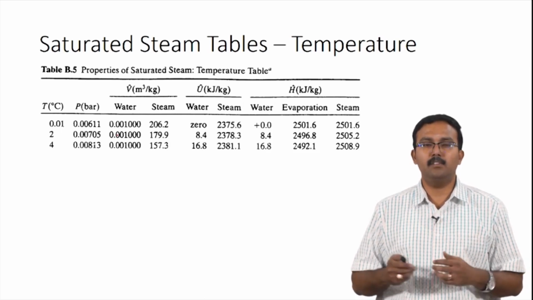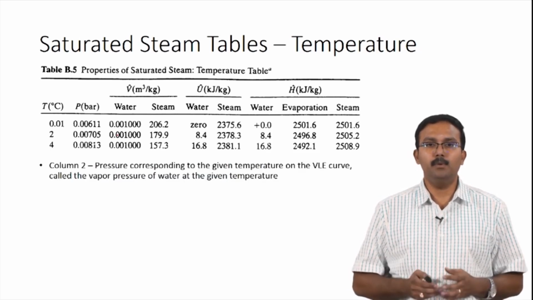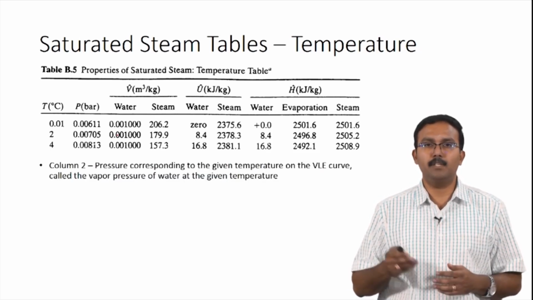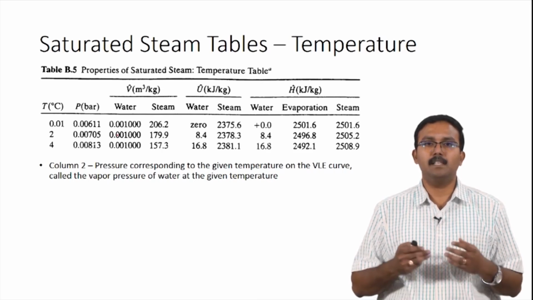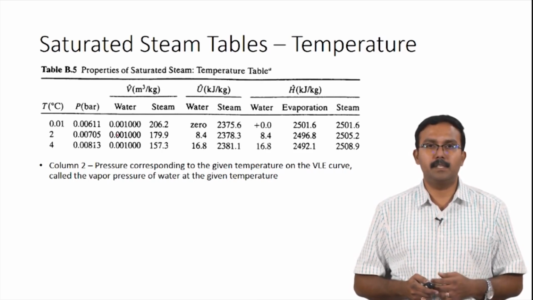Now let us look at each of the columns. Column 2 is the pressure which corresponds to the given temperature on the VLE curve. It is also called the vapor pressure of the water at the given temperature.